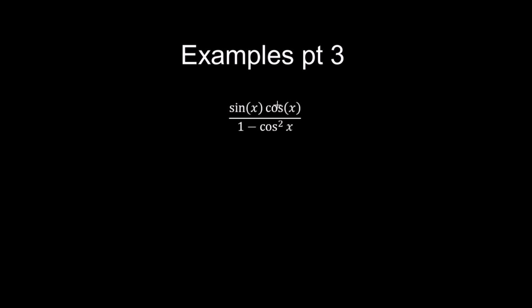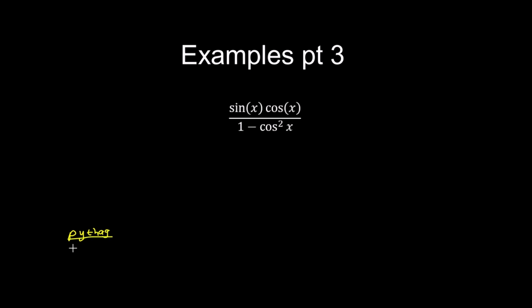I see sine of x times cosine of x. Well, I can't think of anything to do with that. They're already in sine or cosine, and I can't multiply those together. So let's look down here. 1 minus cosine squared x. Well, hold on. We've trained for this moment. We see a trig function squared, and we see a plus or minus 1. So we're going to jump to our Pythagorean identities.